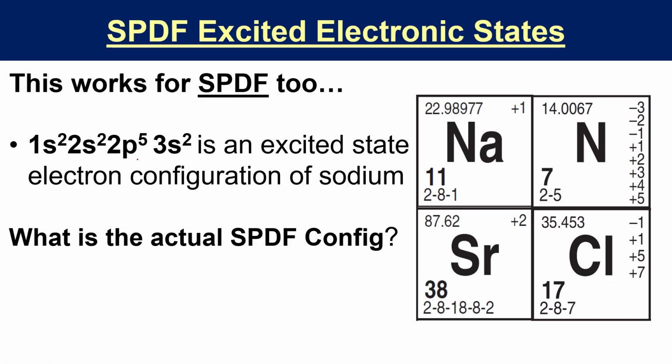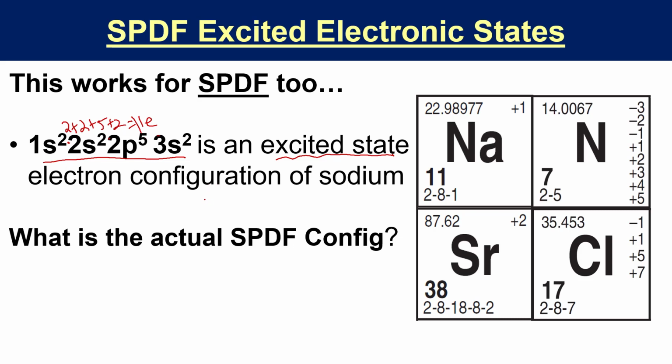Here we have 1s2, 2s2, 2p5, 3s2. This is an excited state electron configuration for sodium. Well, how do I know that? Well, we know that because if we add up all the electrons, 2 plus 2 plus 5 plus 2, which are all the superscripts we see here, we get 11 electrons.